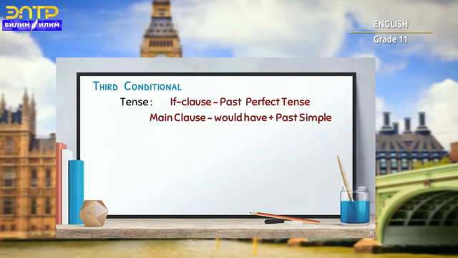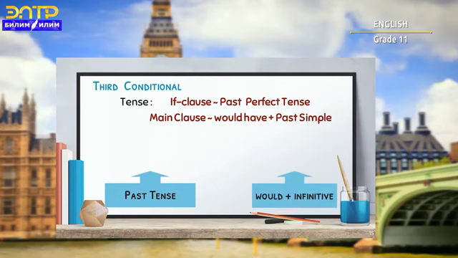The third conditional deals with causes and effects that were possible in the past but didn't actually happen. We use if clause, then past perfect tense main clause, then would have plus past participle to talk about something in the past that didn't happen. This way, we imagine how things could have been different in the past. If something had been different, something else would have happened.